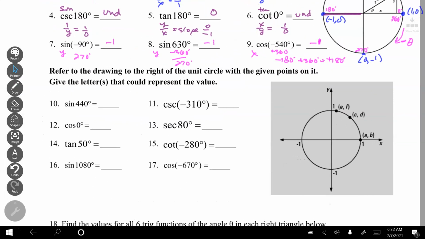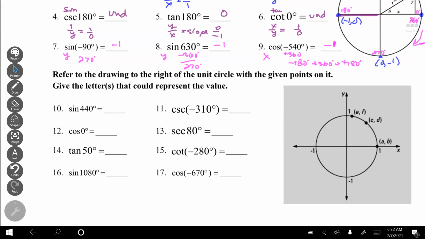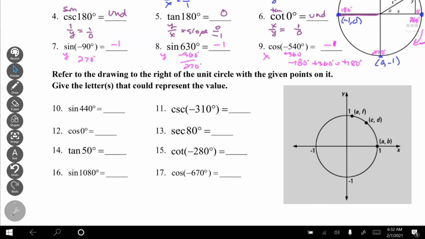Now I'm going to refer to this picture to figure out what's going on over here. Again, I don't like this angle. I subtract 360, I get 80 degrees. And sine is the y value, so I try to find where 80 degrees is. Well, I know 90 degrees is here, and this is 0 degrees. So I'm going to guess that this angle here is 80 degrees. The y value at 80 degrees is f.